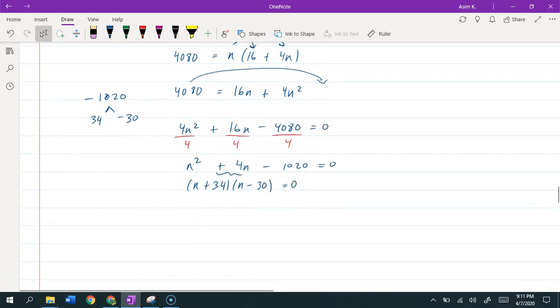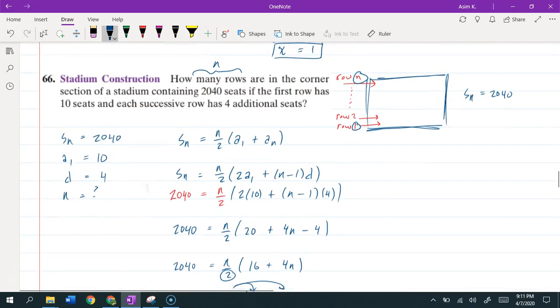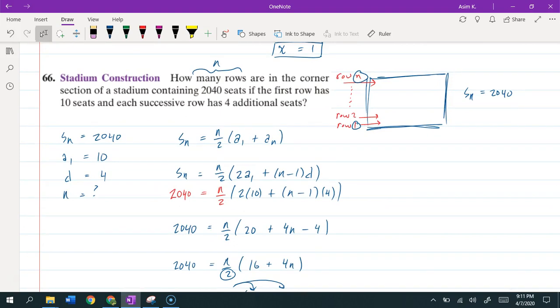Finally, solving for these, the first one gives you n equal to negative 34. The second one gives you n equal to 30. Everybody in the class knows that it wouldn't make sense to have a negative amount of rows. So there you go, we have the number of rows. In other words, by the time you get to row number 30, you will have accumulated 2,040 seats.